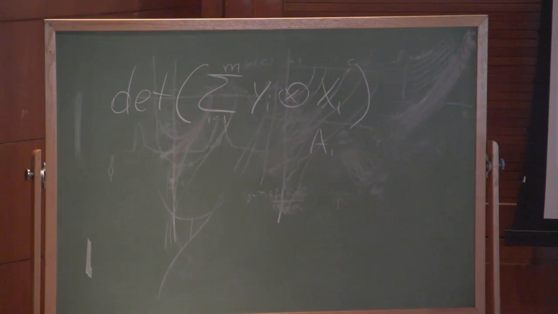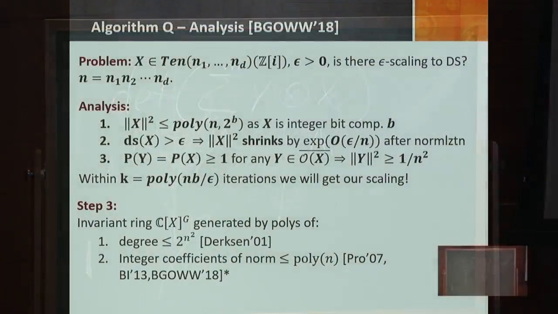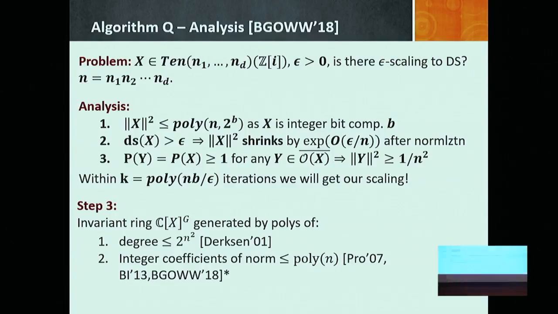Here I described it more carefully. The invariant ring here is generated by polynomials of exponential degree by Derksen's result, with integer coefficients whose norm is exponential. But because of the works of Procesi and Bürgisser and Ikenmeyer, we can prove that they have norm bounded by n to the degree of the polynomial, so n to the 2 to the n squared, I guess. That's what Avi was saying. We need a bound on the degree, and we need a bound on the size of the coefficients.